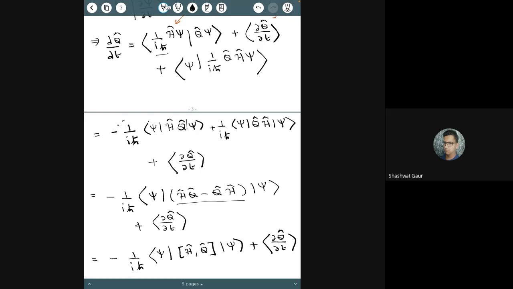Yes, as long as you're not changing the order of the operators. So you cannot write HQ as QH, but you can take common. This is an overall common thing. It's like if you have an operator even in the integral, you can take that common. This is fine.